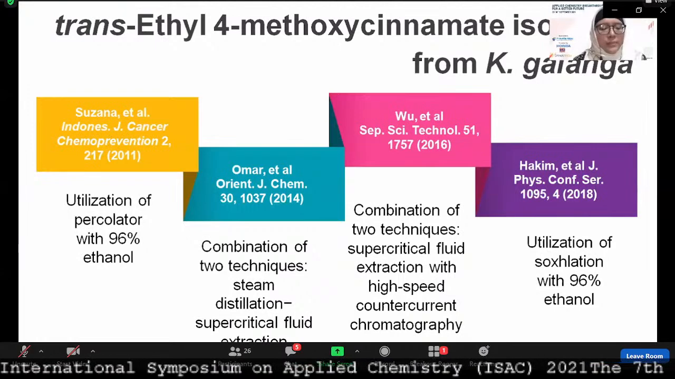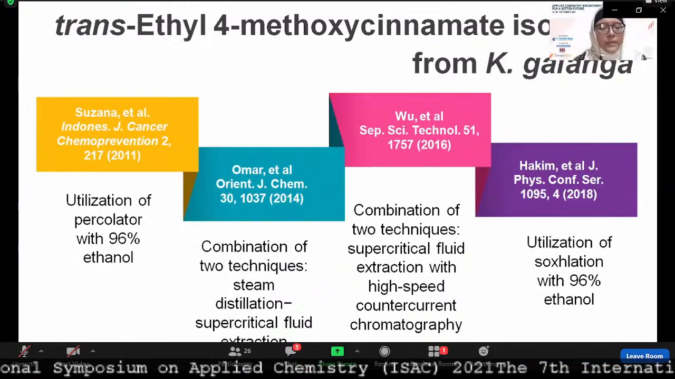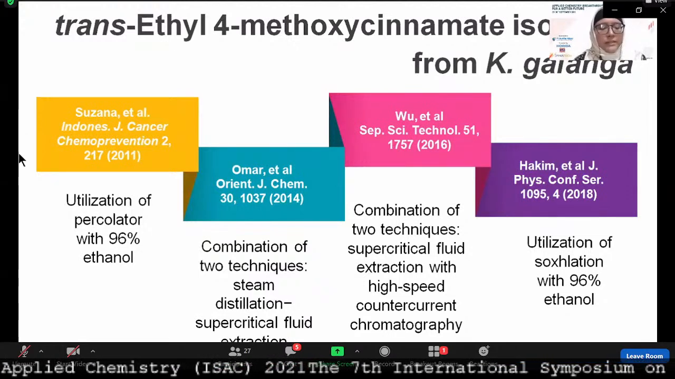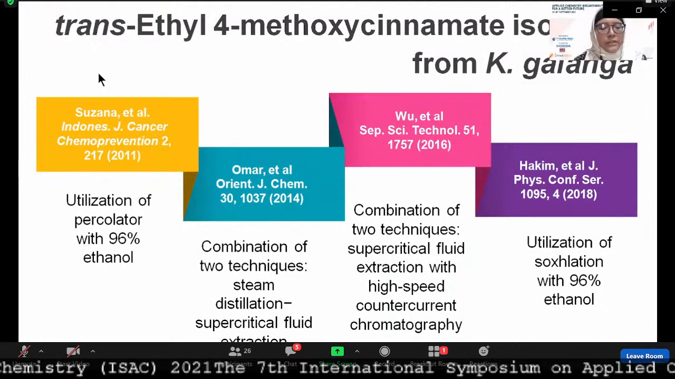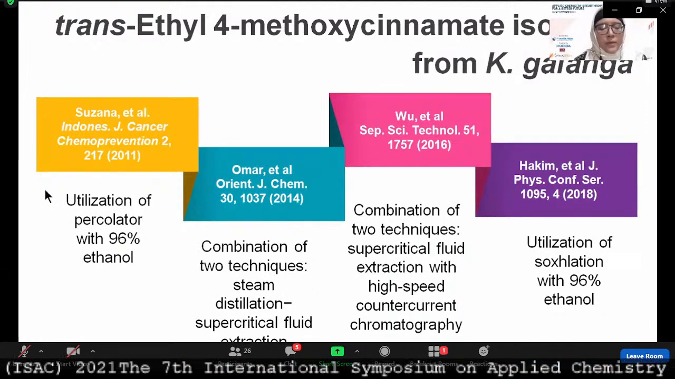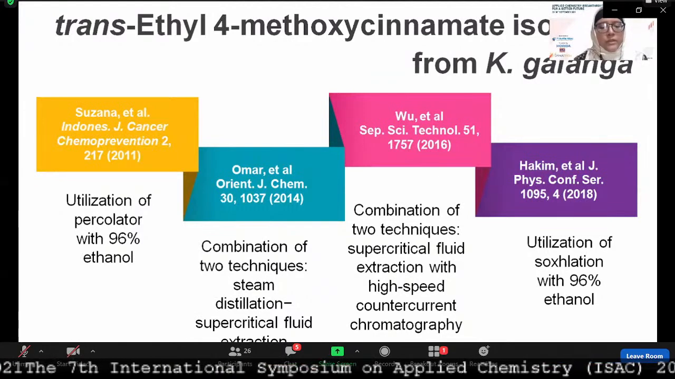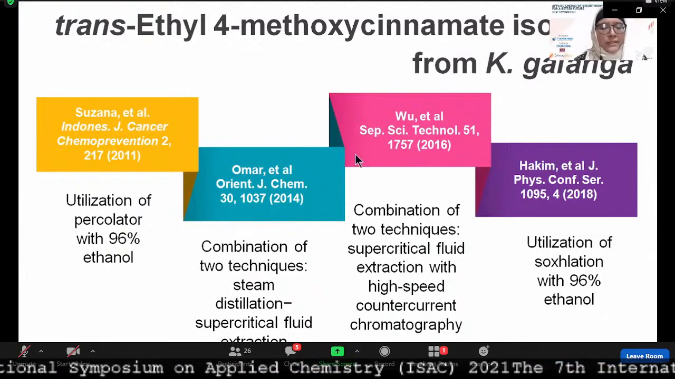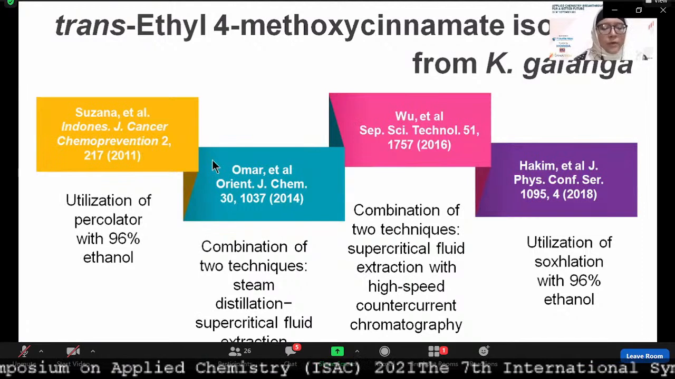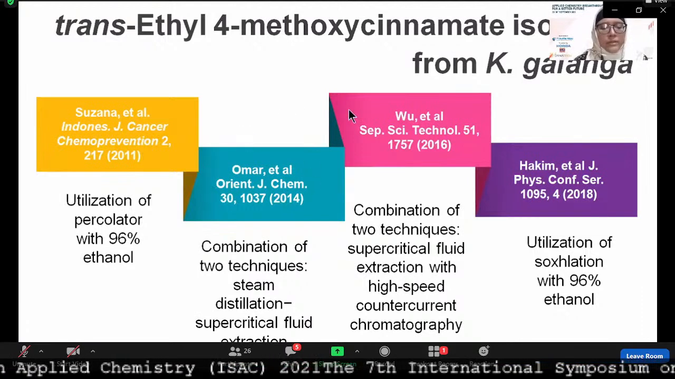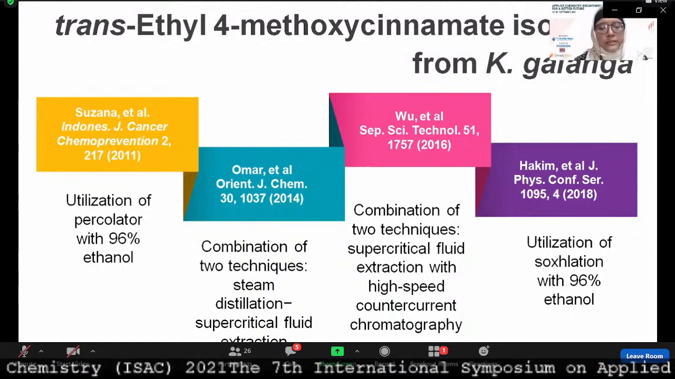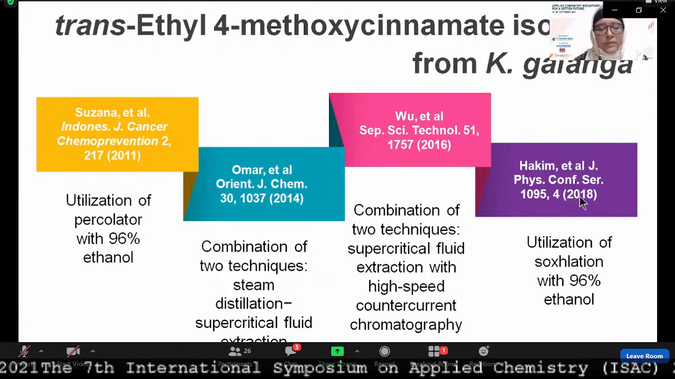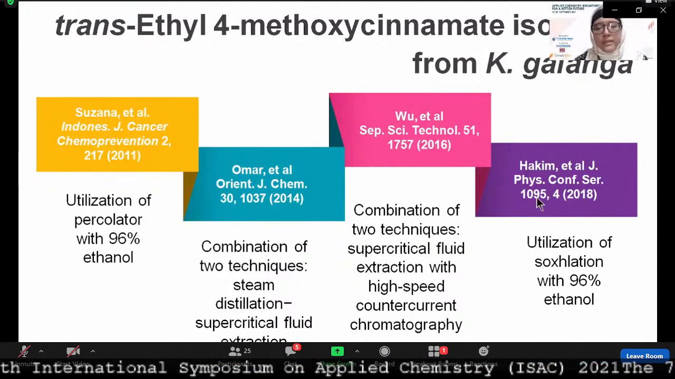Due to its importance, trans-ethyl 4-methoxycinnamide isolation is extensively studied. The trend is utilizing ethanol for the isolation, which started in 2011 when Susanna's group utilized a percolator. The following years, 2014 and 2016, Omar et al. and Wu et al. combined two techniques involving supercritical fluid extraction. The current study of Hakim in 2018 utilized supplementation with ethanol as a solvent.